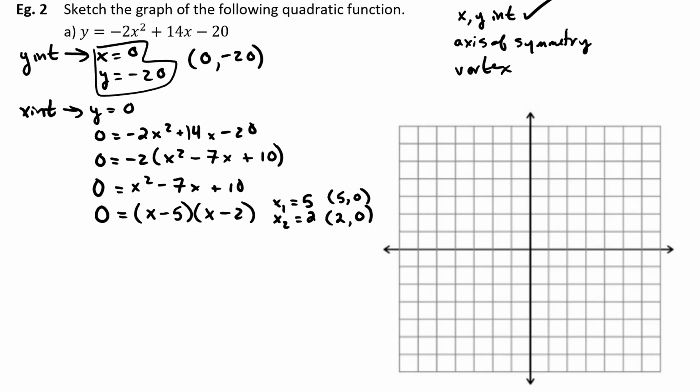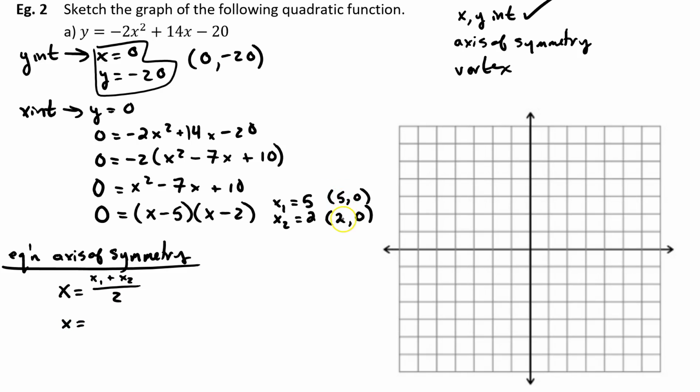Great! So when we're looking for the equation of the axis of symmetry, I like to give titles to my things because it helps me organize my thoughts. x equals x1 plus x2 divided by 2. x equals 5 plus 2 divided by 2, which is x equals 3.5, or 7 over 2, or 3 1/2, however you want to do that.